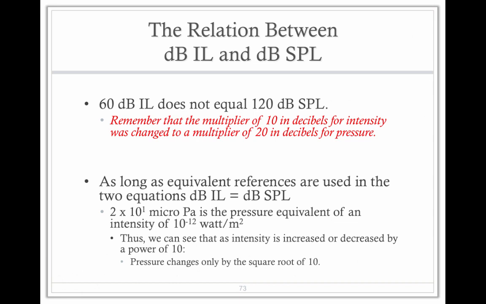60 dB IL does not equal 120 dB SPL because the multiplier of 10 in decibels for intensity was changed to 20 for pressure. As long as the equivalent references are used in the 2 equations, dB IL equals dB SPL. 20 micropascals is the pressure equivalent for our intensity reference of 10 to the negative 12 watt per meter squared. Thus, we can see that as intensity is increased or decreased by the power of 10, the pressure changes by the square root of 10.